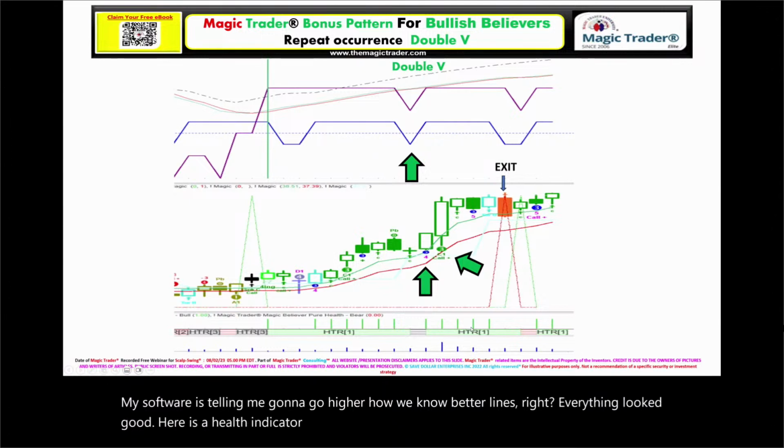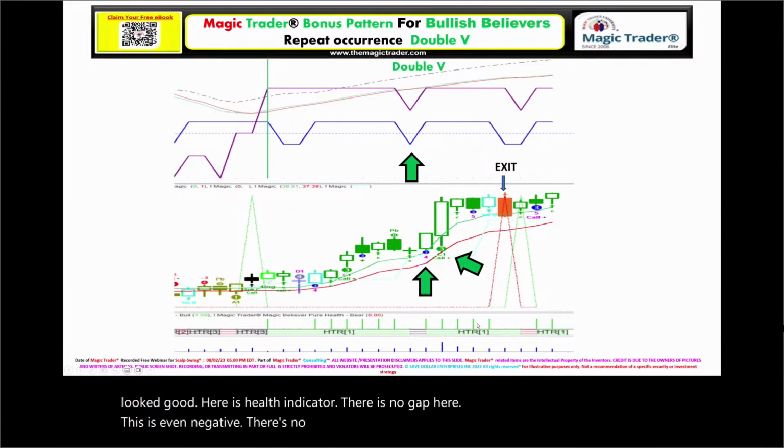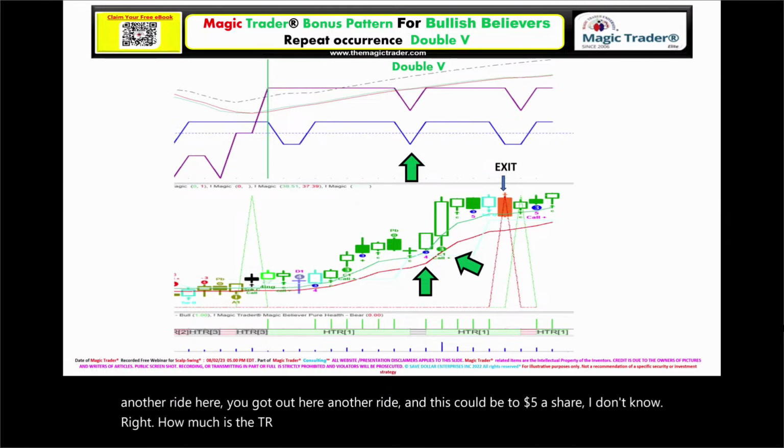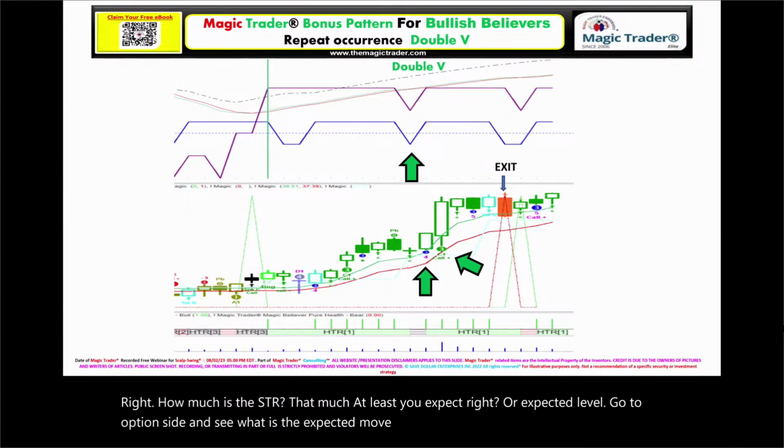There is no gap here. This is even negative. There's no gap. So what is wrong with you to believe it? So you got another ride here. You got out here, another ride. And this could be up to $5 a share. I don't know, right? How much is the ATR? That much at least you expect, right? Or the expected level. Go to the option side and see what is the expected move. And that's how you know.